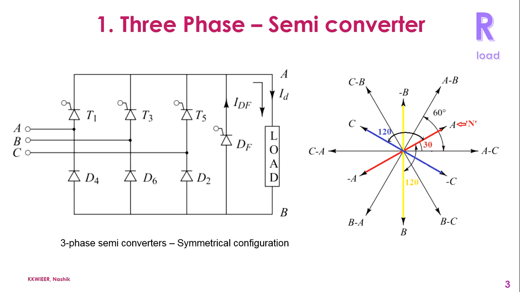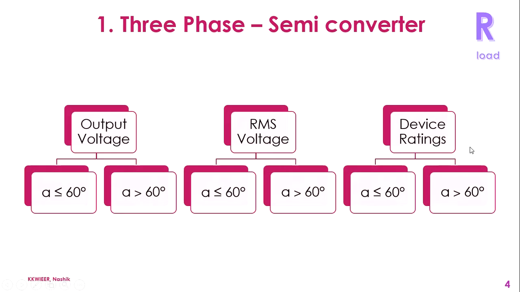So let's start. This is a three-phase semi-converter symmetrical configuration, and this is a phasor diagram for that. We have already studied the operation and the phasor in our last video. Now we will see the expressions for output voltage, RMS voltage and device ratings for different values of alpha. There are two cases. Case 1 is when alpha is less than or equal to 60 degree and case 2 is where alpha is greater than 60 degree. So let's start with the first one, that is the expression for output voltage.